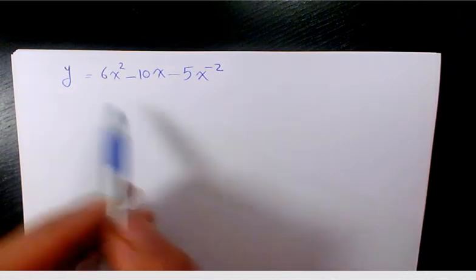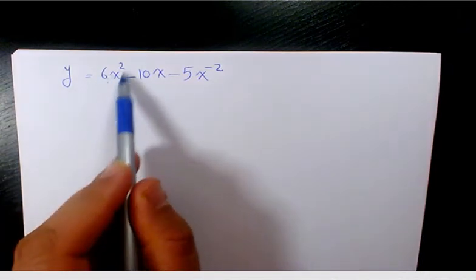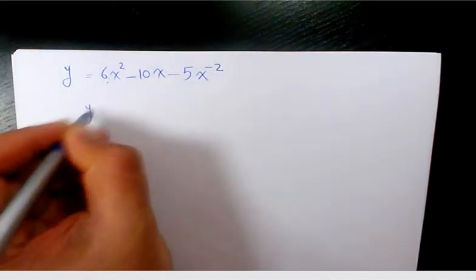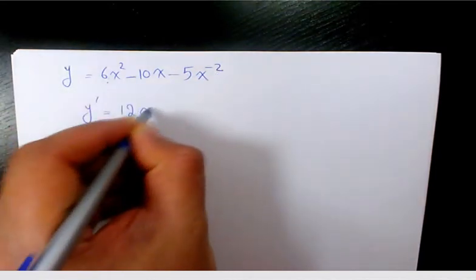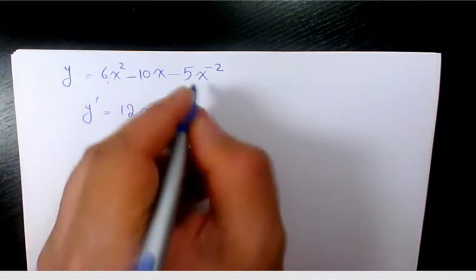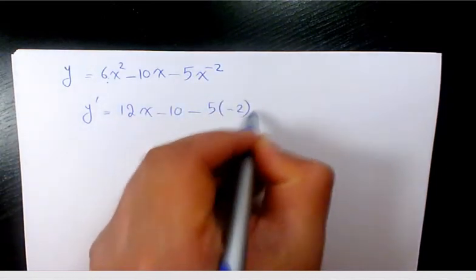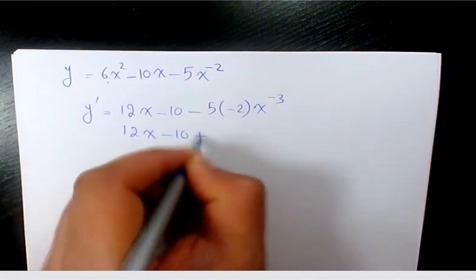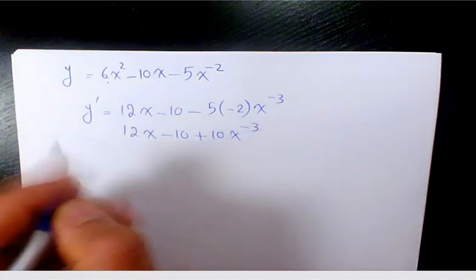Next example is y equals 6x squared minus 10x minus 5x to the power of negative 2. The derivative is going to be 12x minus 10 minus 5 times negative 2 times x to the power of negative 3, which will be 12x minus 10 plus 10x to the power of negative 3.